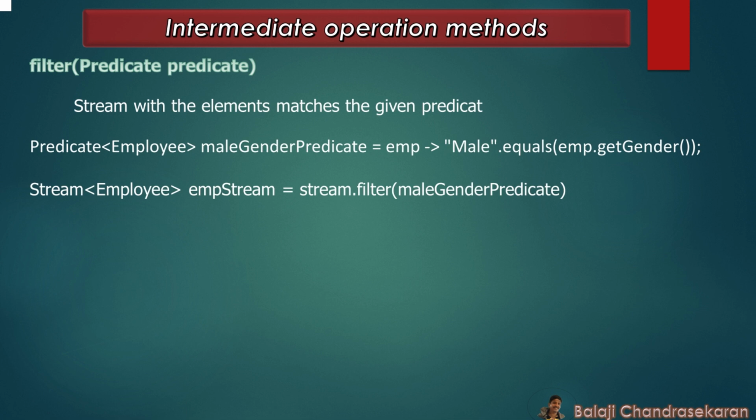The provided code creates a predicate instance called male gender predicate that checks whether an employee is male or not. Then it filters a stream of employees based on that predicate. So the EMP stream will contain only those employee objects whose gender is male, as determined by the male gender predicate.